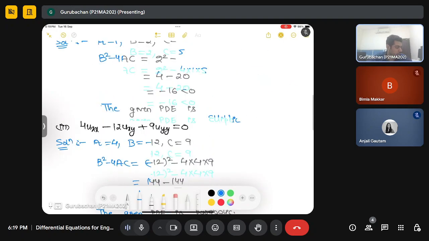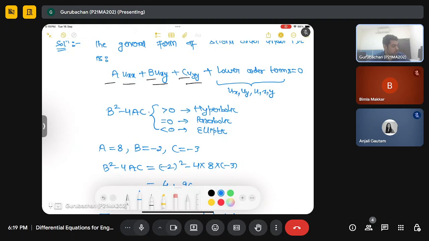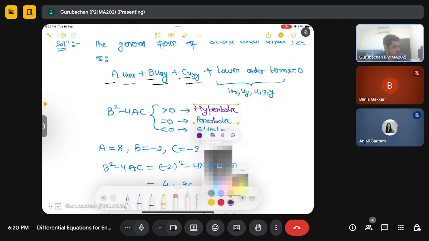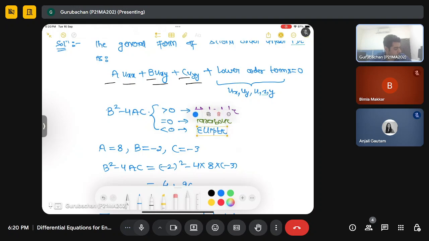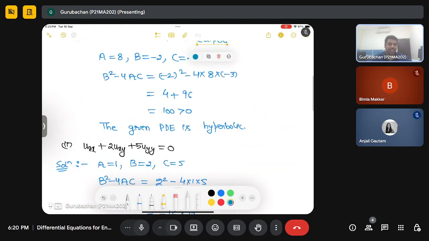So what I have done, I should have done in the starting also. We are denoting hyperbolic in this manner. Next one is parabolic. So parabolic I am doing this one, and for elliptic it will be this one. Okay. So we are going to do the same in each and every question.